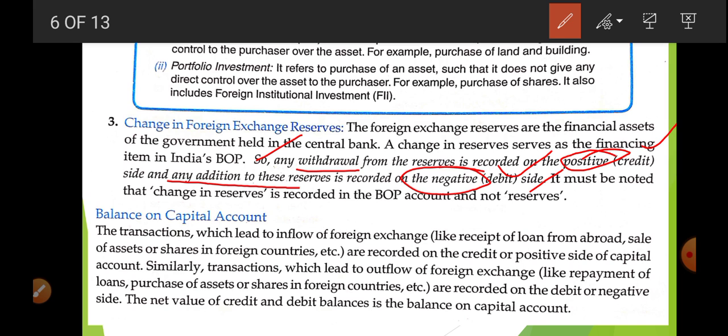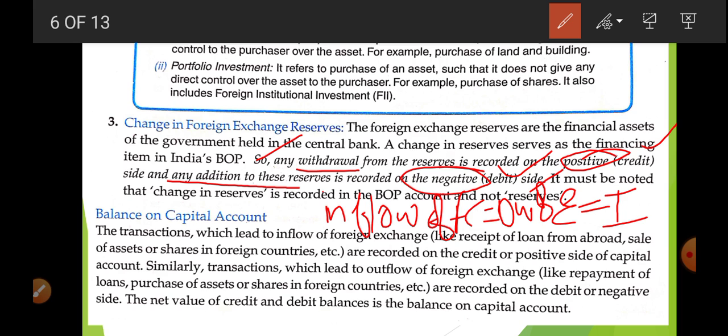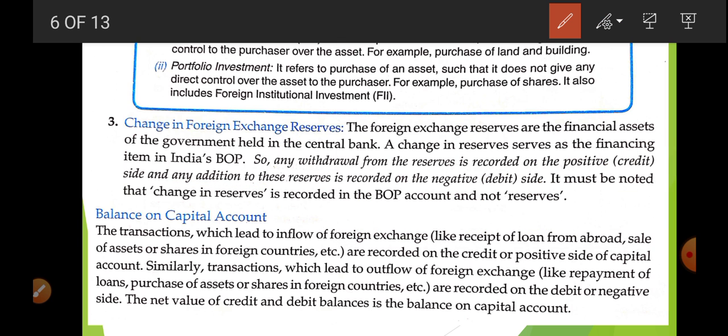Okay, why are we doing that? Because we want export to become equal to import, overall balance of payment. Okay, otherwise you can say inflow of foreign currency becomes equal to outflow of foreign currency. Okay, so for this we want, okay, one more thing I want to explain to you, that withdrawal. Why is withdrawal recorded as positive?